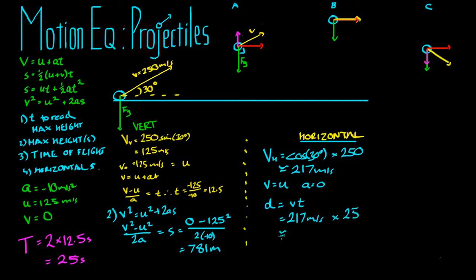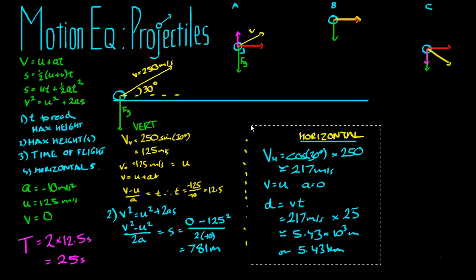That comes to around 5.43 times 10 to the 3 meters, or 5.43 kilometers, which is quite a range. If you don't have any air resistance, things traveling at high speed tend to go for a very long way indeed. Now, the final thing they might ask, this is a bit of a challenge question.